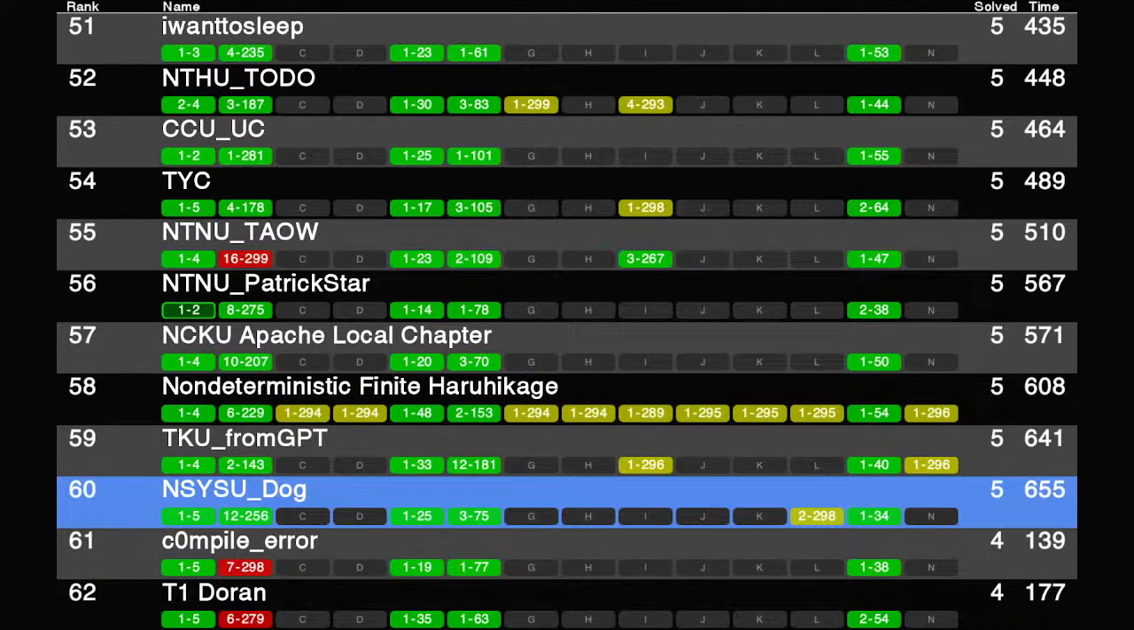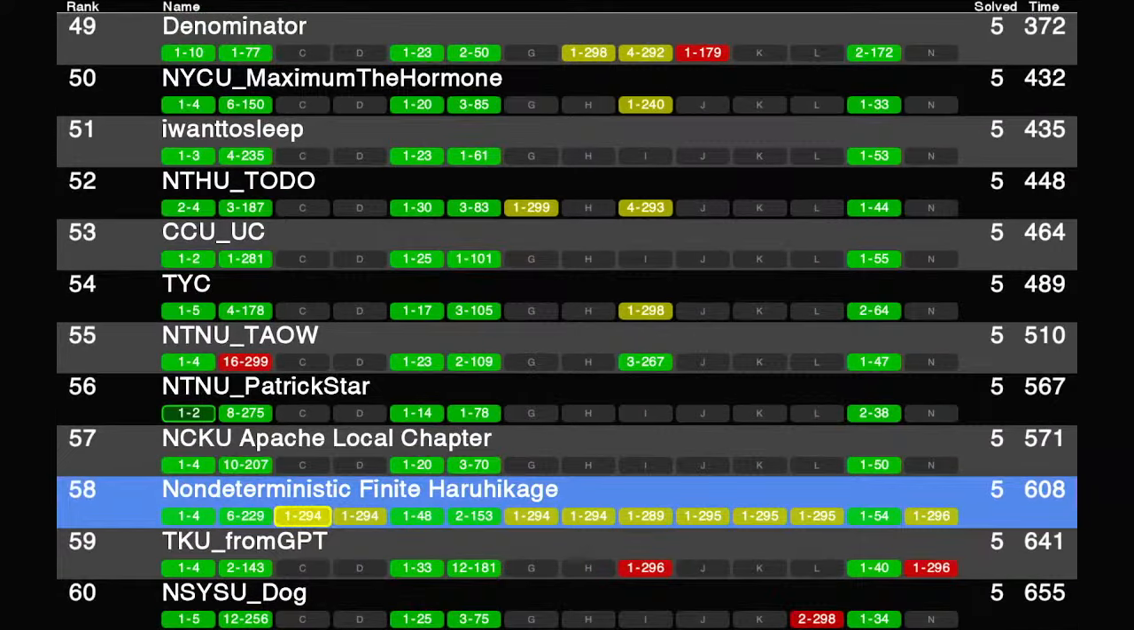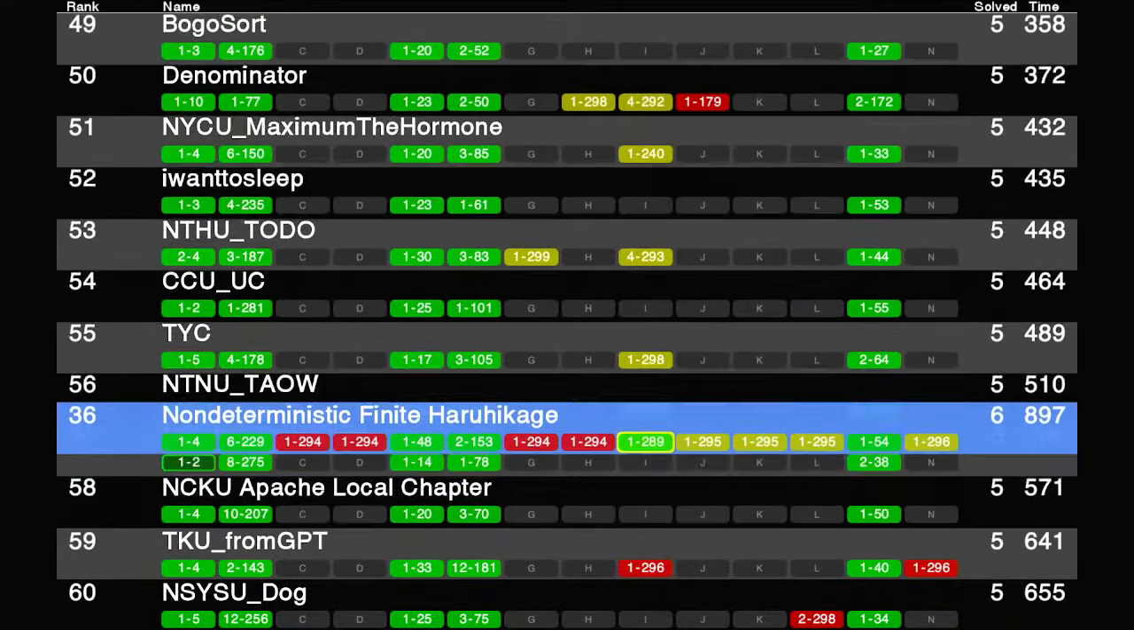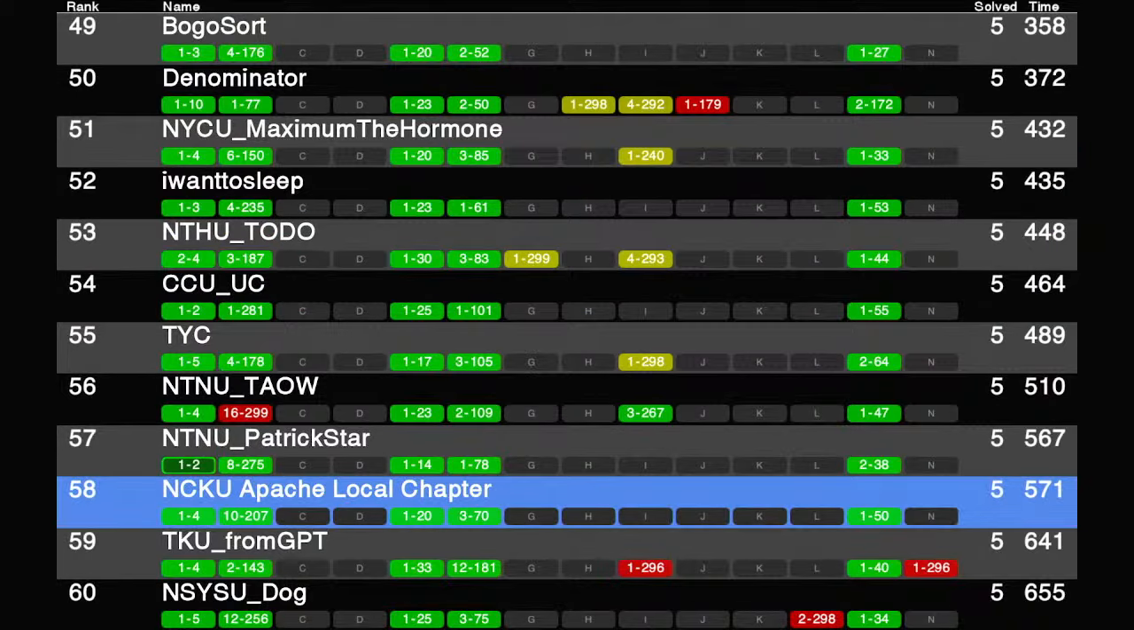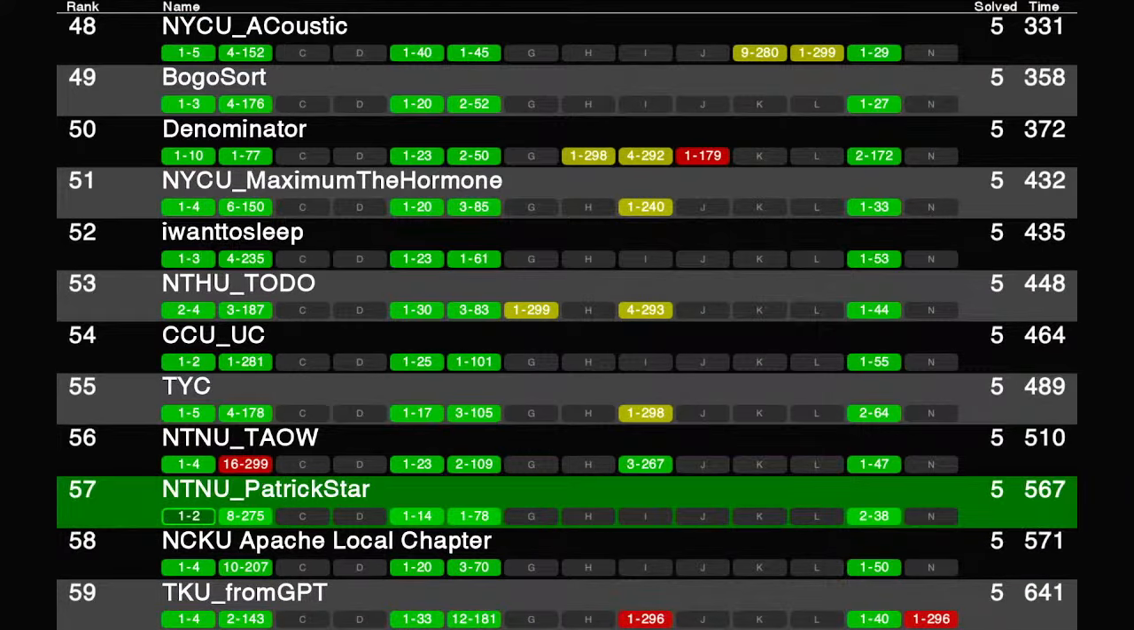Taichung and Patrick got moved up even further. And MSYSU dog had last submission, but it's a no. TKU from GPT got a no on I, and another submission is a no. Non-deterministic finite Haruhikage tried all problems with one try. NCK approach local chapter is finished, and TNU Patrick Star is also finished. And it stopped here. I think it's because they had the overall first to solve.